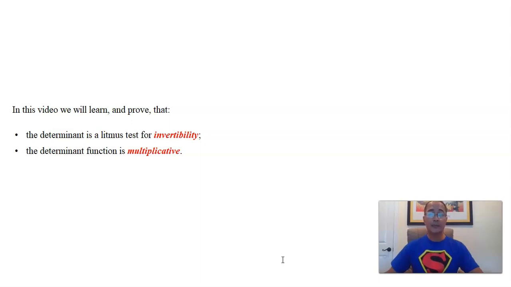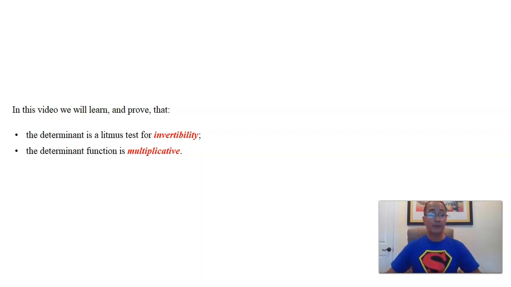The second property is that the determinant function is multiplicative. This means that if A and B are n by n matrices, then the determinant of the product A times B is the product of the determinant of A and the determinant of B. We are used to linear transformations being additive, but in this case, the determinant function is multiplicative. It is not true in general that the determinant of A plus B and the determinant of A plus the determinant of B are the same number.